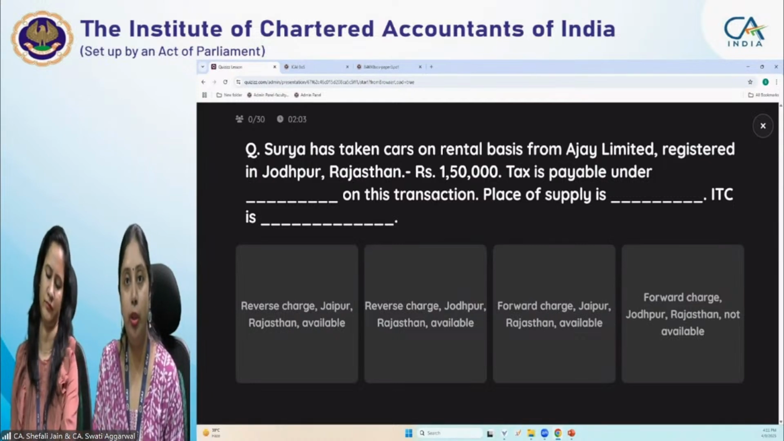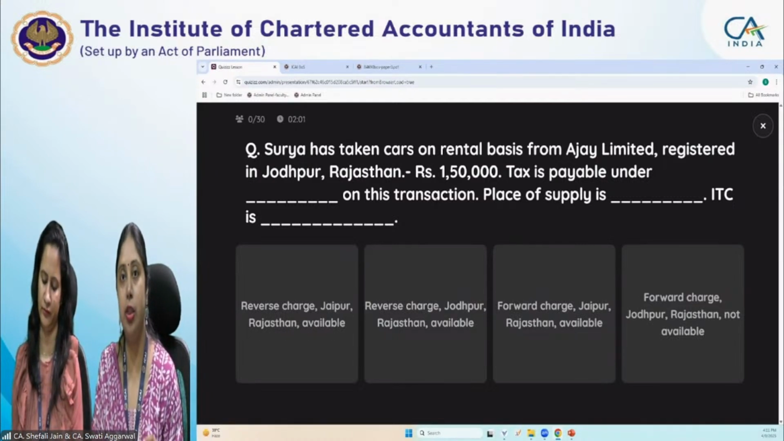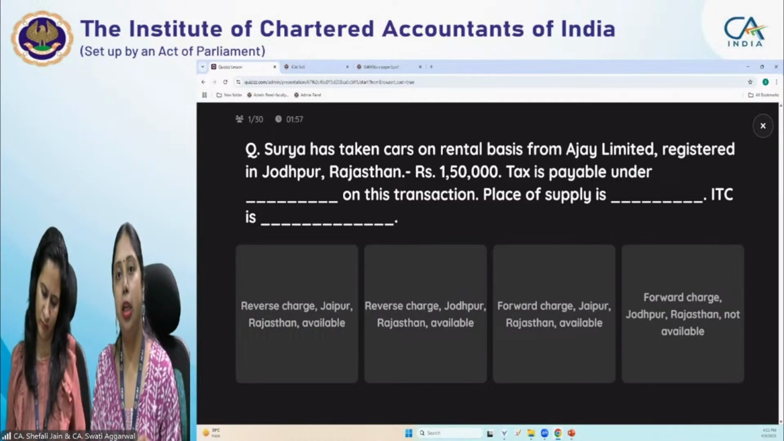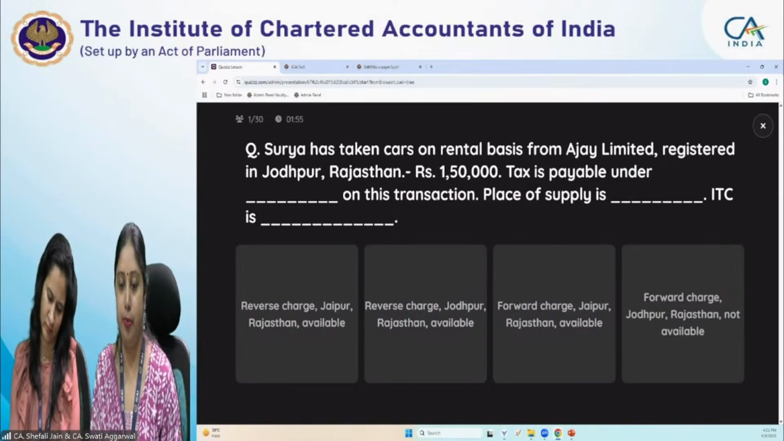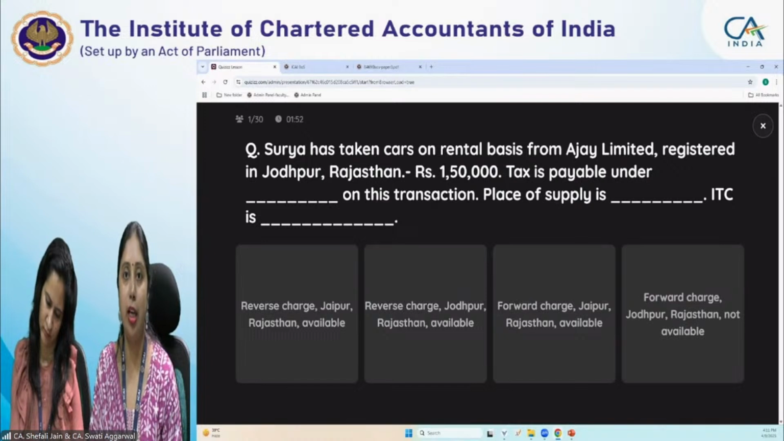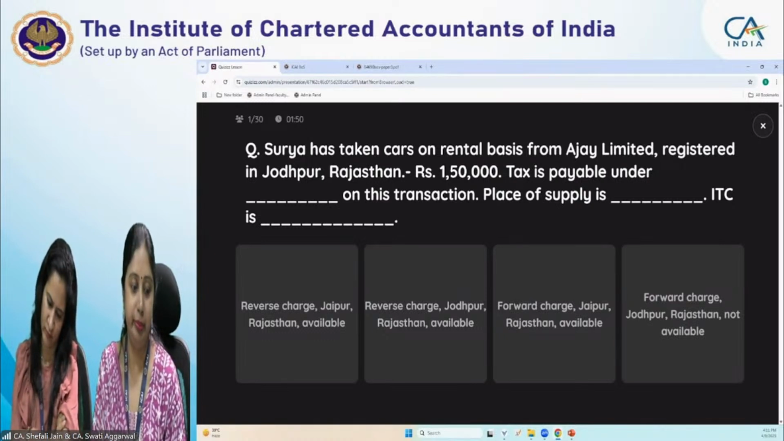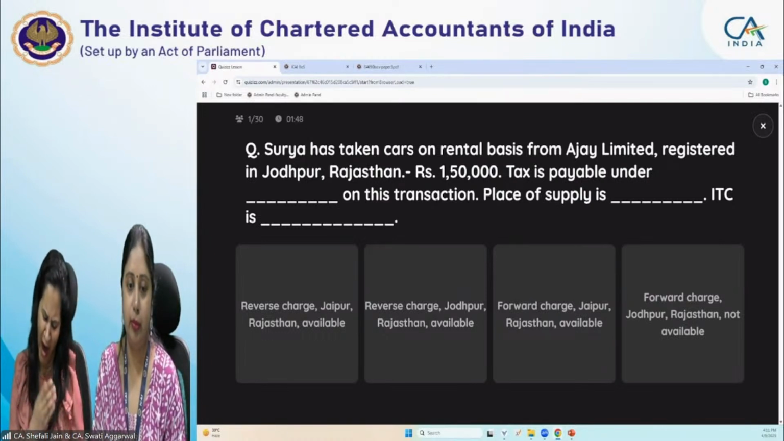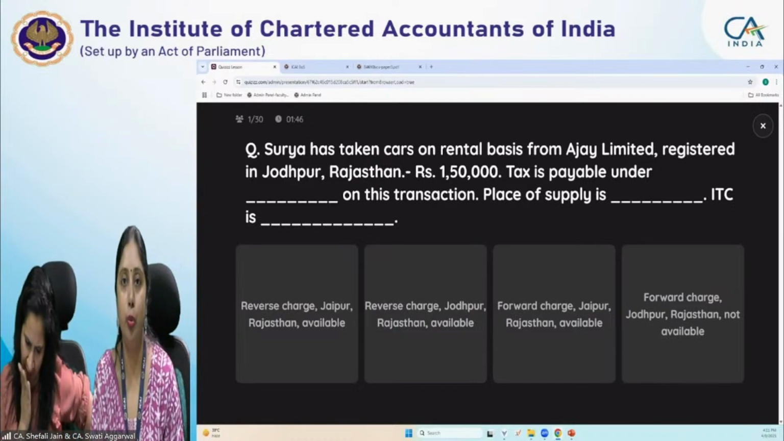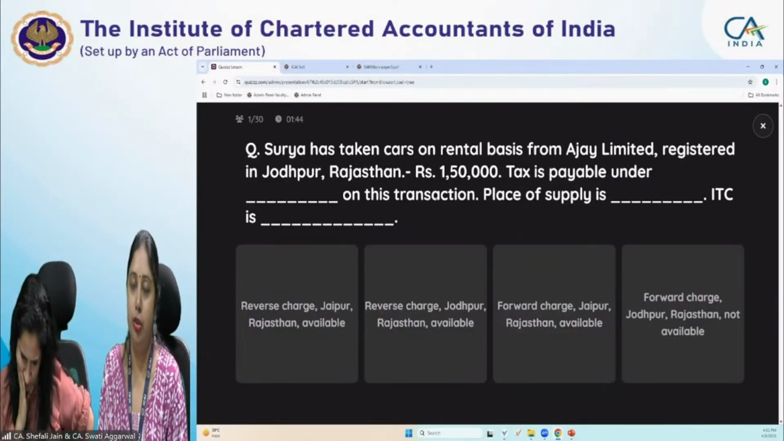And we have told you in the beginning that Surya is registered in Jaipur, Rajasthan. It is engaged in providing a bouquet of goods and services, including service of renting of cars. This information might be useful in answering this particular question. We'll provide you the full 2 minutes which are left, and you need to answer this.